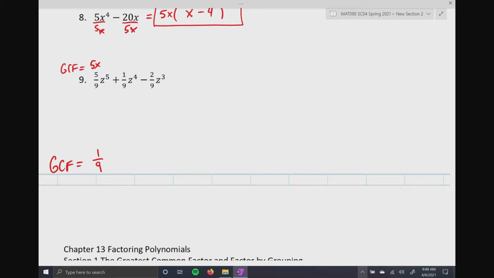Now, let's look at the letter Z. Z to the 5th, Z to the 4th, Z to the 3rd. The smallest exponent is Z to the 3rd. So the only thing I have to do now is just figure out what's inside the parentheses. Here's the beautiful part, all right? I'm going to write this underneath so you guys can see it.